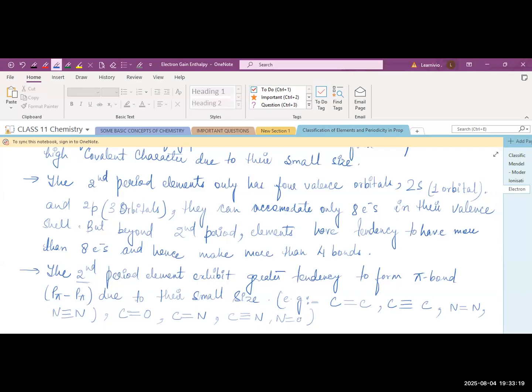So basically, the main motive is to understand that the second period elements exhibit a greater tendency to form pi bonds, due to their very small size. Pi bonds are very strong. Here there will be a strong force of attraction between these two carbons, which have a triple bond. Carbon-carbon triple bond. So again, they are forming the pi bond.